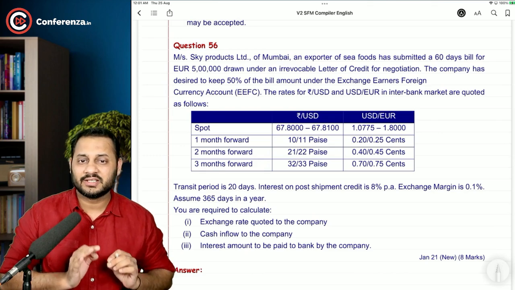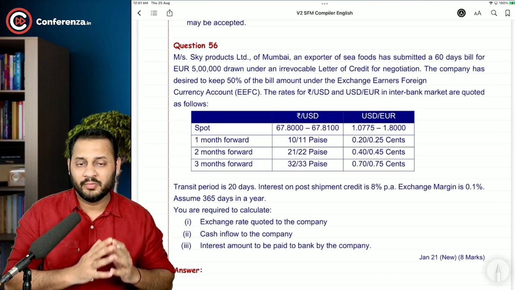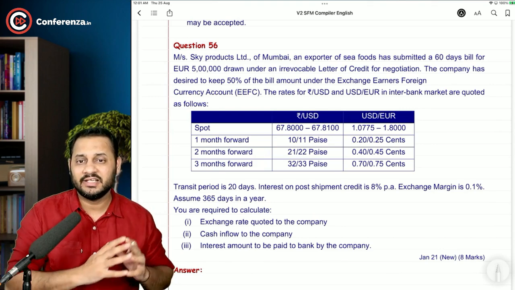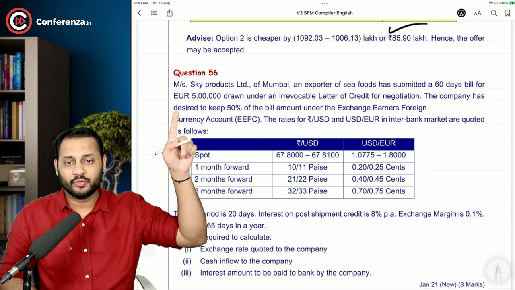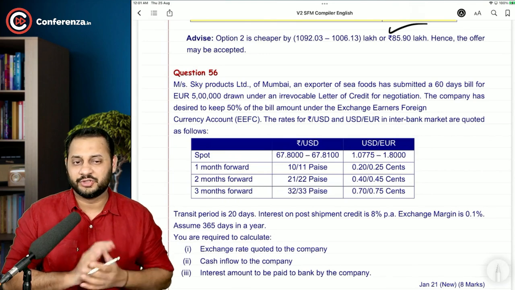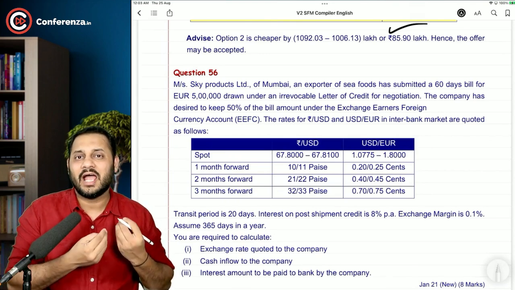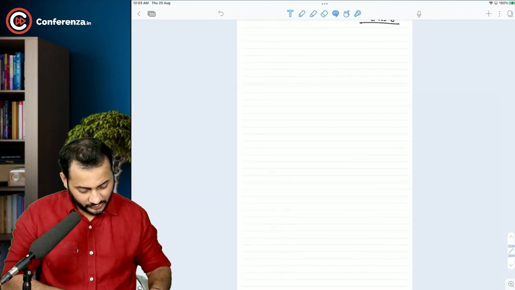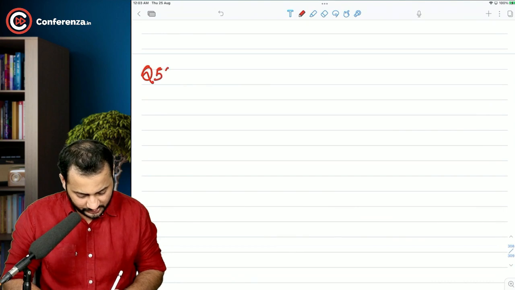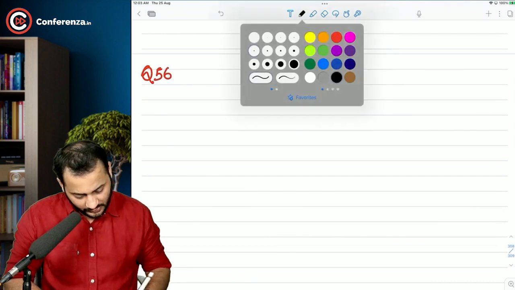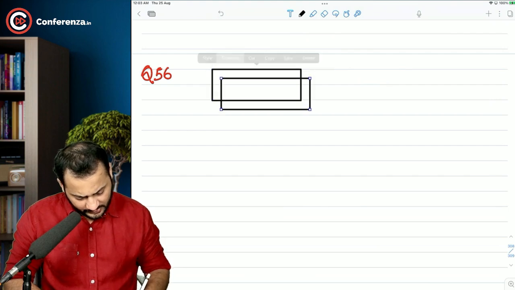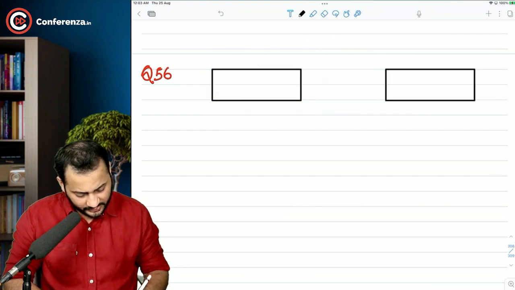Messrs Sky Products Limited, Mumbai, an exporter of seafoods, has submitted a 60 days bill for 5 lakh euros drawn under an irrevocable letter of credit for negotiation. Now what might have happened? I will tell you. We have to create a story, right? We need to understand the question. Question number 56. Let's say, for example, this is an exporter and this is an importer in the other country.